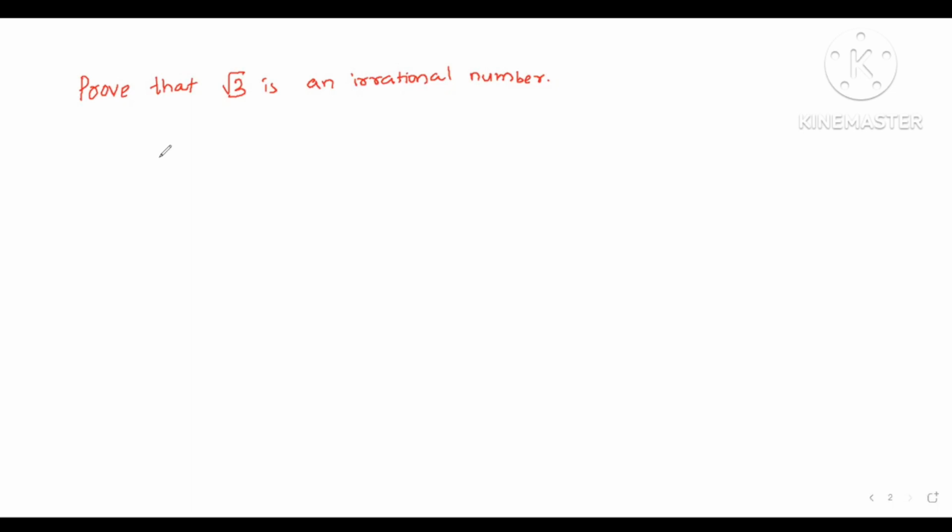So let's start with the first one. In the method of contradiction, first of all we write the negative statement which opposes the given statement. So let root 3 be a rational number. When it is rational, compulsorily we write that it can be written in the form p by q or a by b. Root 3 equal to a by b, where a and b are co-primes.